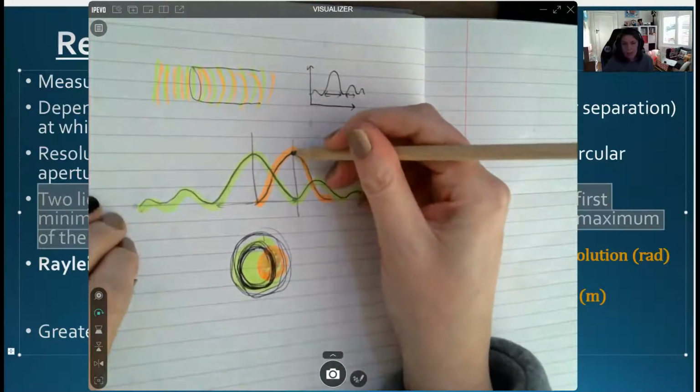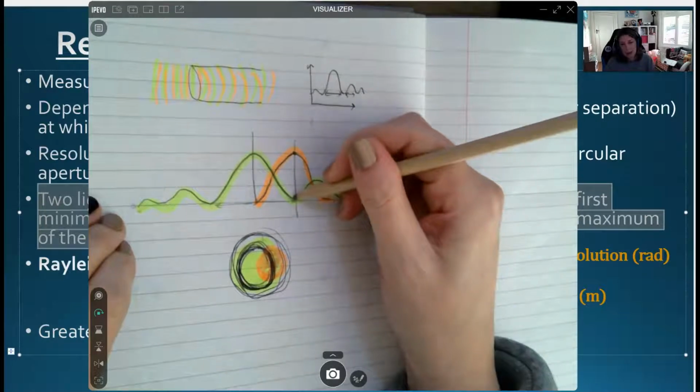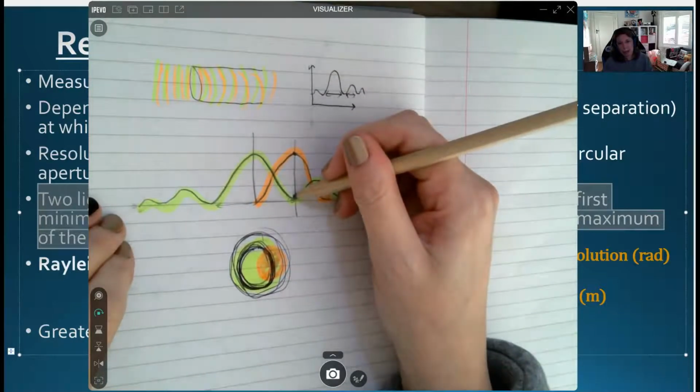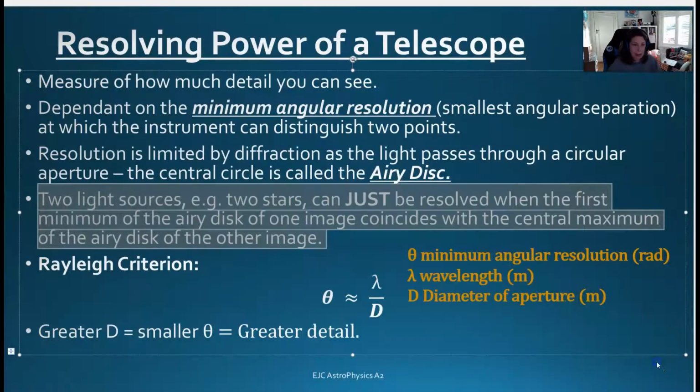So the maximum of the second object is in the first minimum of the first object. Let's go back to this. Two light sources, e.g. two stars, can just be resolved when the first maximum of the Airy disk of one image coincides with the first minimum of the Airy disk of the other image. Okay, which is what I just showed you.